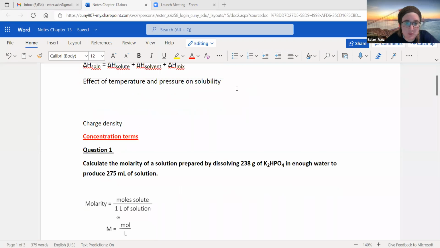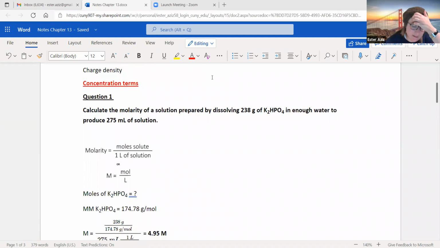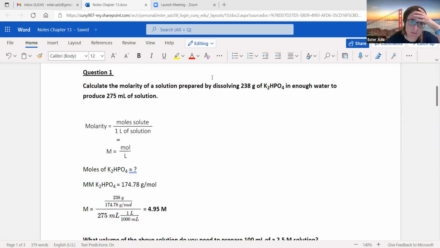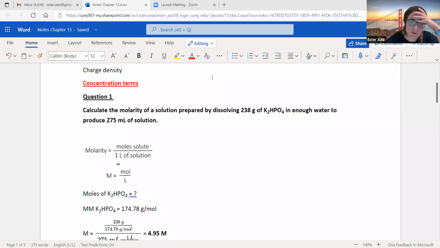So this is pretty much what I wanted to cover about the theory of this chapter on solubility. Now let's talk about some more numerical, more quantitative stuff about solubility. The first big topic that we encounter here is the topic of concentration terms. There are different ways to express how concentrated a solution is.